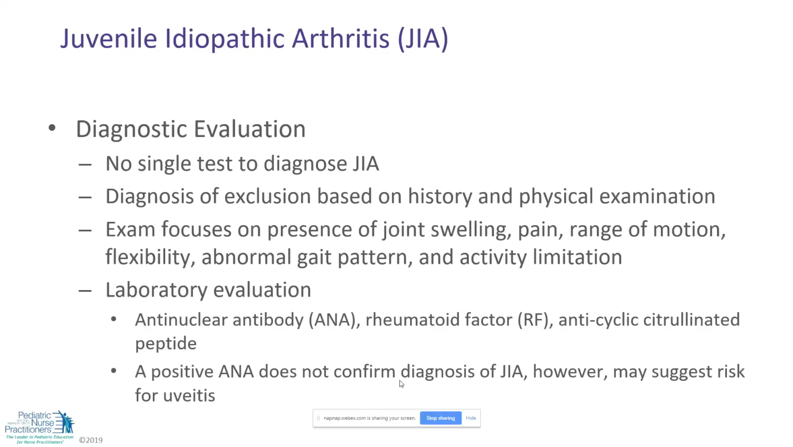Patients with oligoarticular arthritis, so with less involvement from a joint perspective, will usually have negative laboratory markers. Patients who have polyarticular or systemic onset will likely have elevated acute phase reactants. So when you think about your ESR, your CRP, if you were to obtain a ferritin, so think about your acute phase reactants, those would likely be elevated. And those patients may also have anemia of chronic disease.